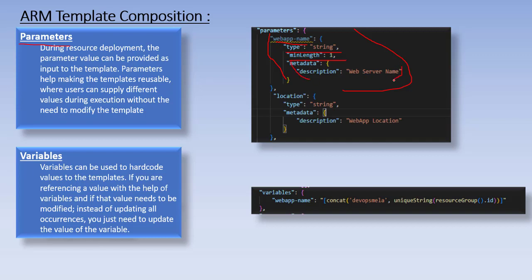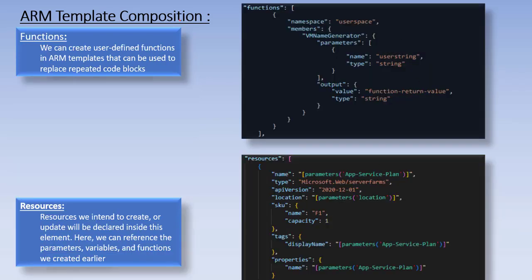This is how your parameters will be defined. So during resource deployment, the parameter value can be provided as the input to the template. You will have variables. Variables can be used to hardcode values in your template. So this is how the variable is defined. Don't worry about this, we'll do it all during the practical. This is how your functions will be defined, and this is how your resources will be defined.